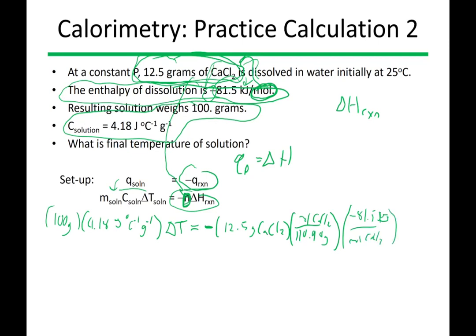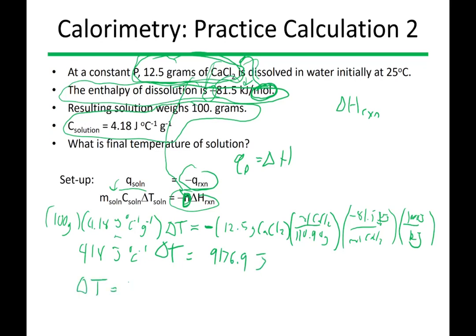And you see we still have one little issue here. This side is in joules, this side is in kilojoules. So we have to normalize one of the sides. And so we can do that by multiplying this by 1,000 joules per kilojoule. So on this side of the reaction, you get 418 joules per degree C times delta T. And on this side of the reaction, you get 9176.9 joules. Dividing both sides, you get delta T is equal to about 22.0 degrees Celsius.